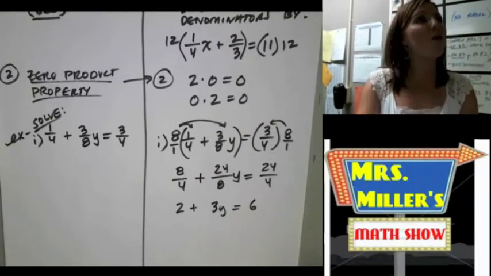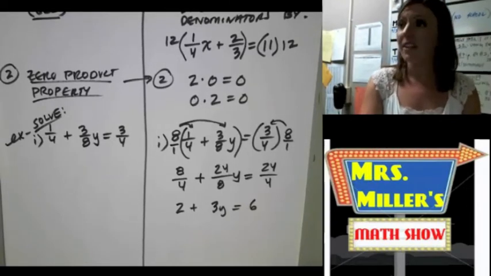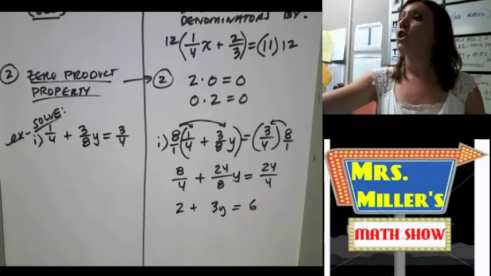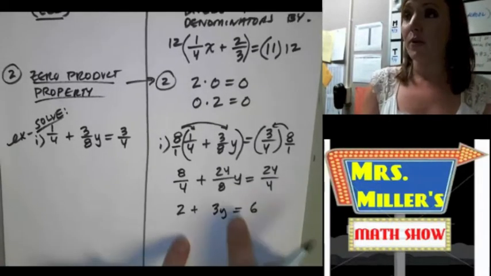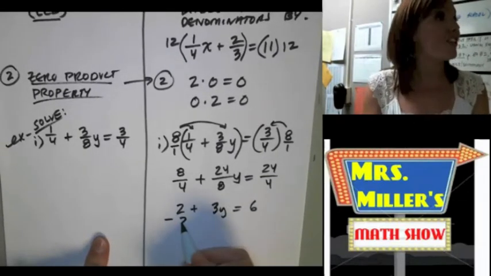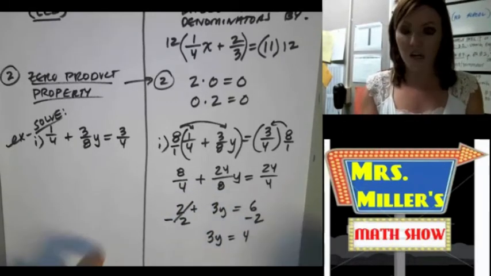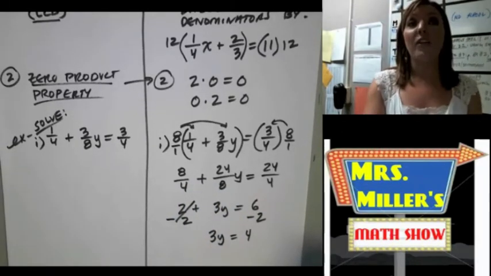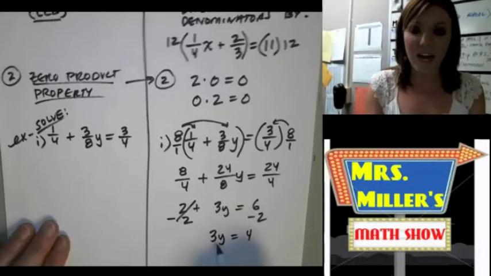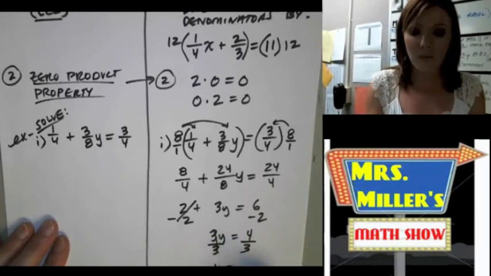Okay, so now what do we do to solve this equation for y? What's the next step? Tyler? Divide. Eventually, we're going to divide. Now, 2 is being added to the 3y. The opposite of addition is? Subtraction. That's good. Yes, subtraction. So 3y equals 4. And now the last step is to? Divide. Divide by what? 3. All right. So y equals 4 over 3.